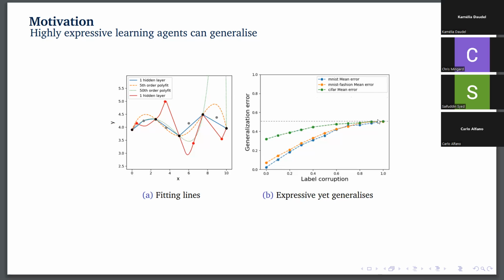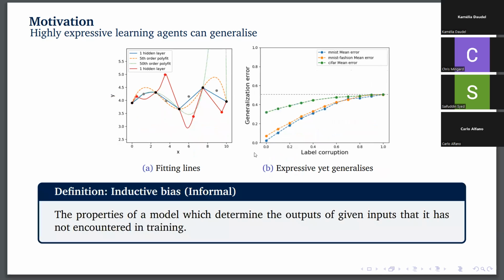So there must be some form of inductive bias that makes it find functions that generalize well when it could find basically anything. So again, just to give an informal definition, the inductive bias is the properties of the model which determine what the outputs are of some given inputs that it hasn't encountered in training.